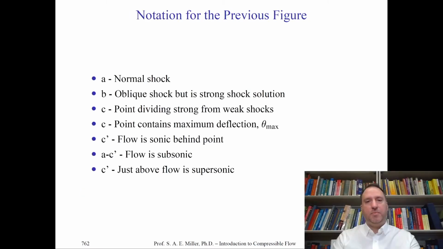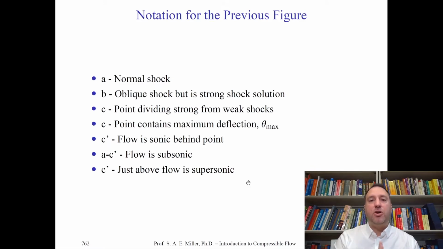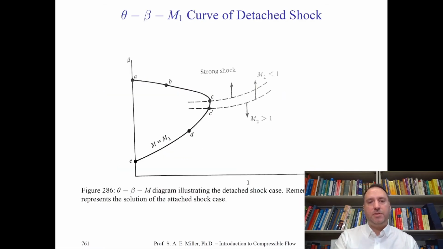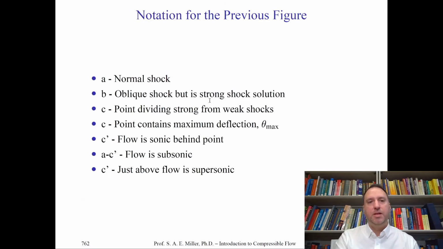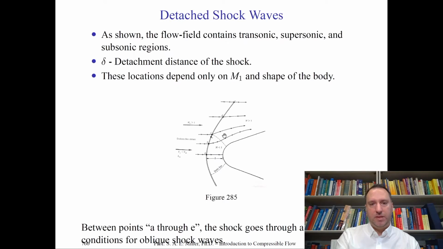Let's make some notes on the previous figure just to solidify it. Remember, point A is the normal shock. Point B is the oblique shock, which is strong, corresponding to the strong shock solution, right here. Point C will be the point dividing the strong shocks from the weak, where there's a singular solution of the theta-beta-Mach number equation, not 2 or 0. C prime is where the flow becomes sonic. That's the sonic point. So see, here's the sonic line, which is the dashed line, which is attached to the vehicle and moves up and attaches to the shock wave.